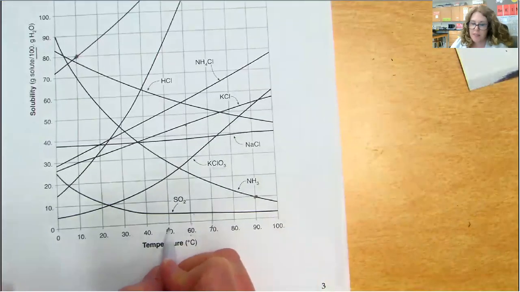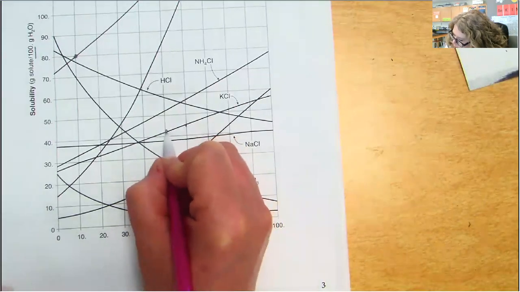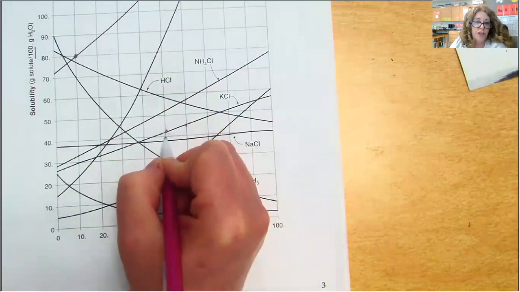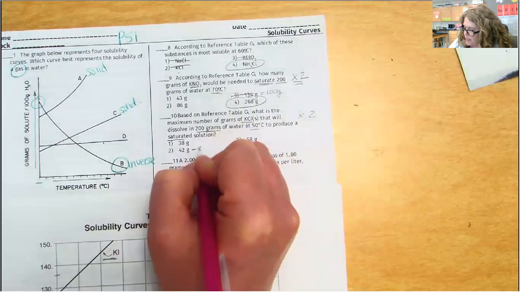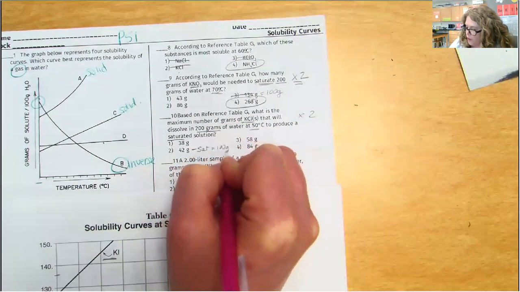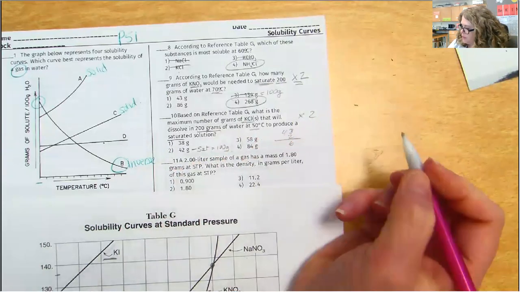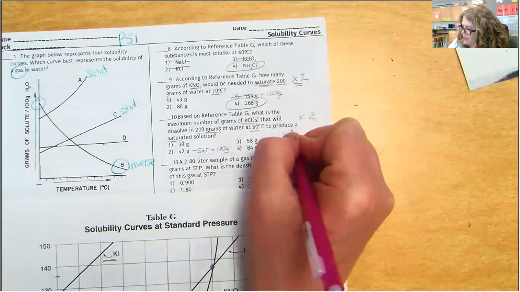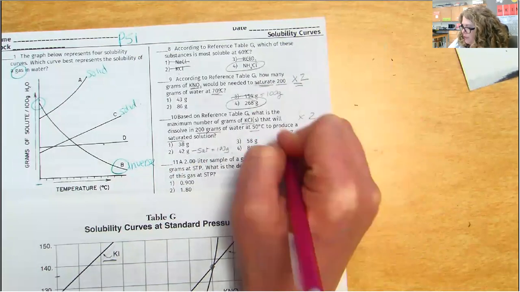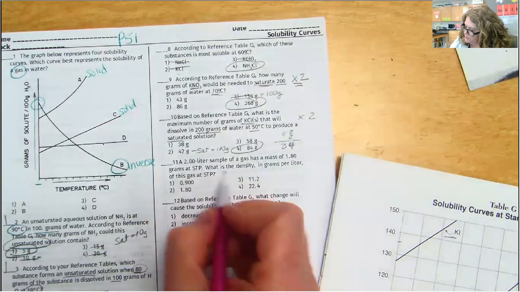Okay, so 50 degrees and potassium chloride. So here's my 50 degrees. I'm going to read up until I reach the potassium chloride. So it's a little bit above 40, but not quite 45, 42, 43, and then multiply by 2. Right, so then it's not going to be 42 because this is going to be saturated in 100 grams of water. So I need to do my 42 times 2, right? So 2 times 2 is 4, 84. Okay, there you go. Number 11.